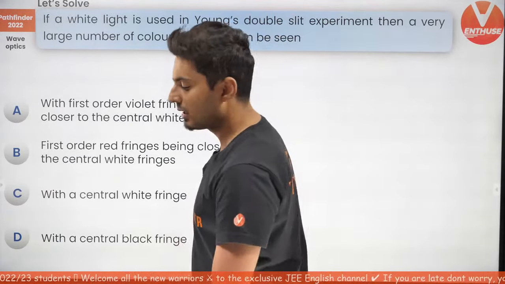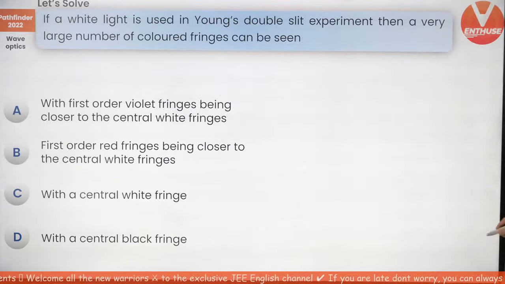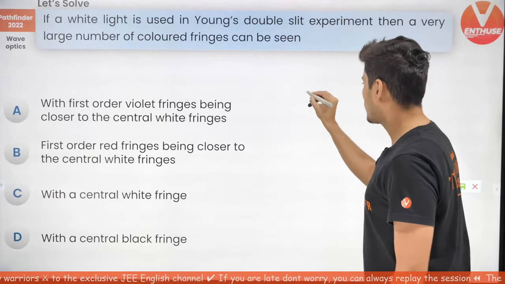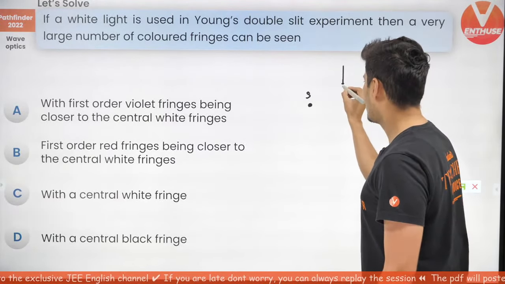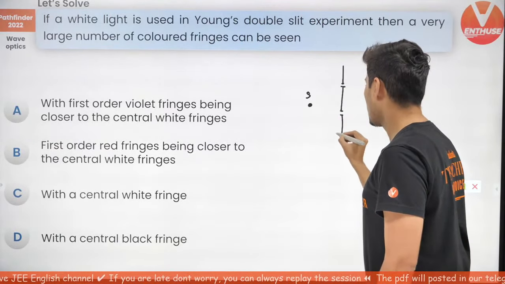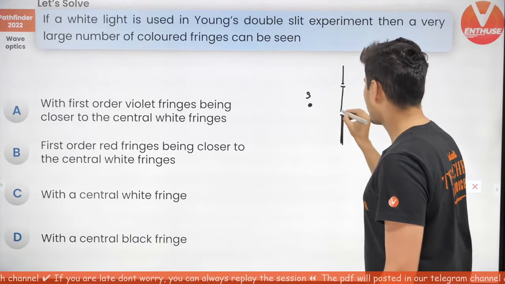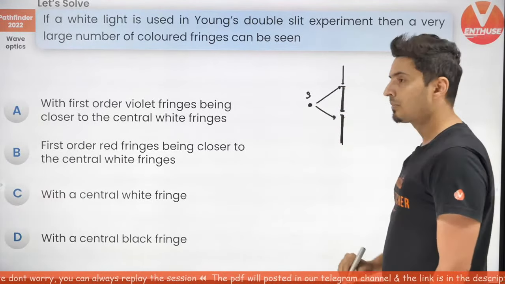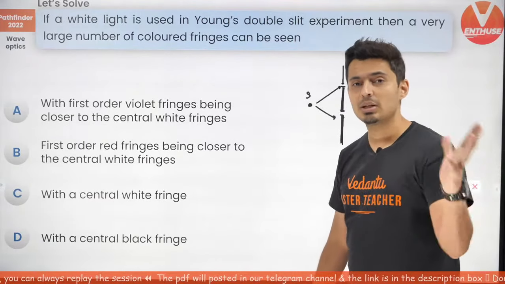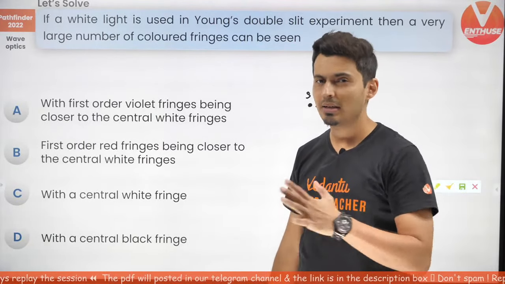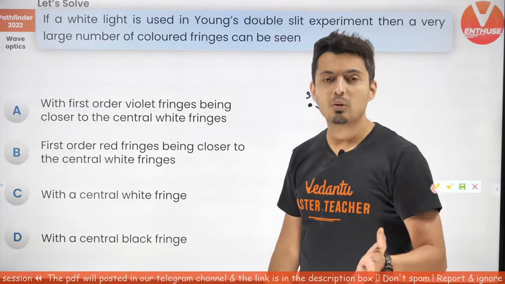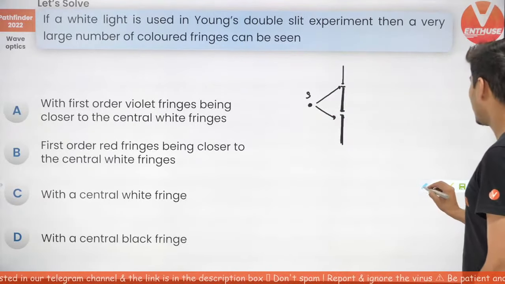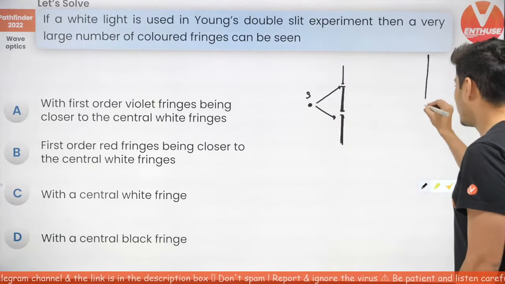I'll give you a hint to think about it. Imagine this is a white colored light source and these are your two slits. The white light will go here as well as here. What is white? White is the combination of all the colors: violet, indigo, blue, green, yellow, orange, red. Instead of thinking about white as a color, think of it like individual colors. Think it's made of blue color as well as red, as well as yellow, as well as green.